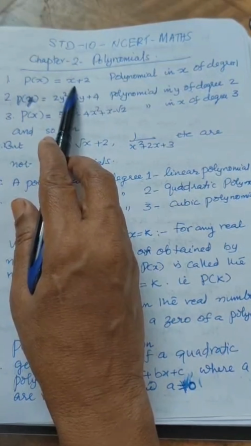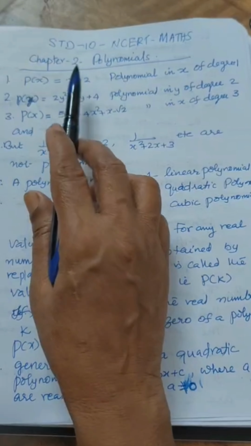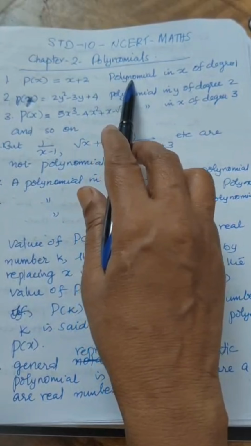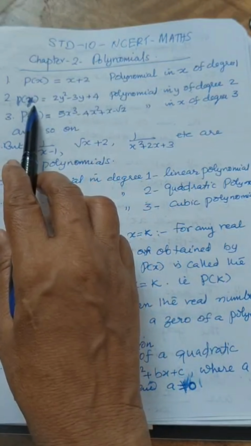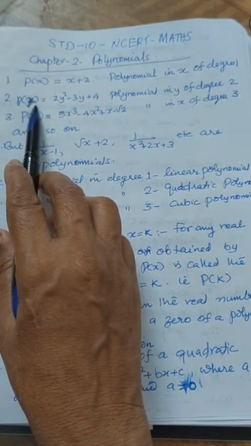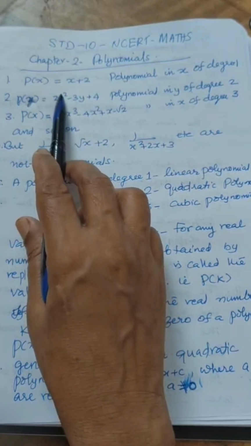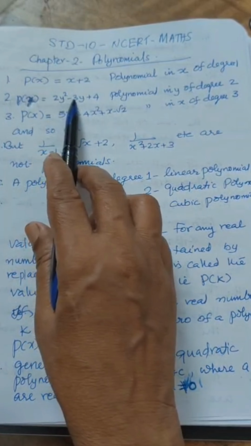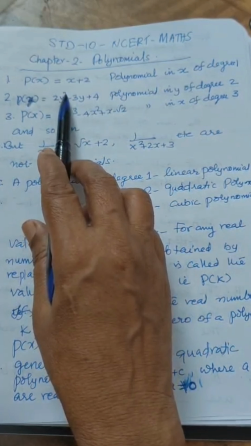P(x) equal to x plus 2. Here the degree of x is 1. Thus it is a polynomial in x of degree 1. Now consider p(y), a polynomial in y. It is 2y square minus 3y plus 4. The highest power of y is 2. So this is a polynomial in y of degree 2.